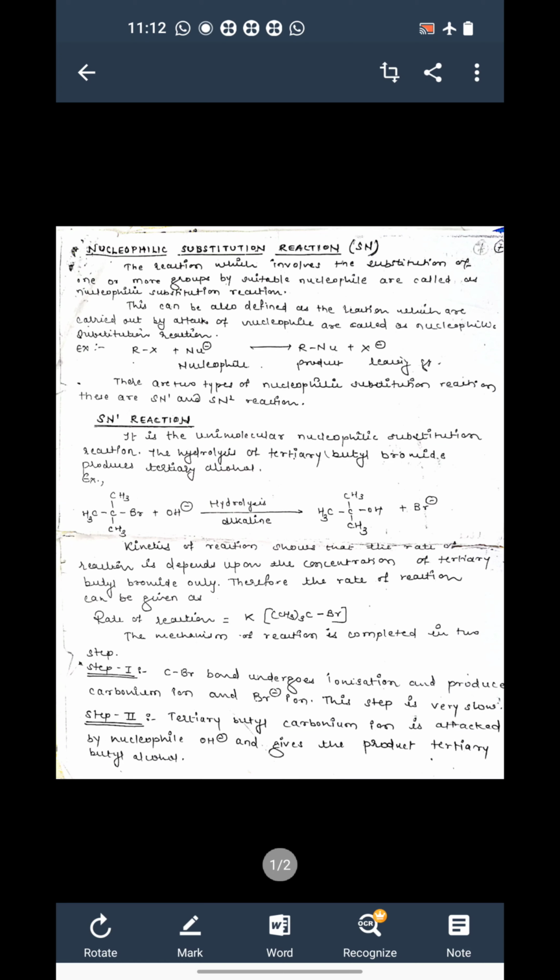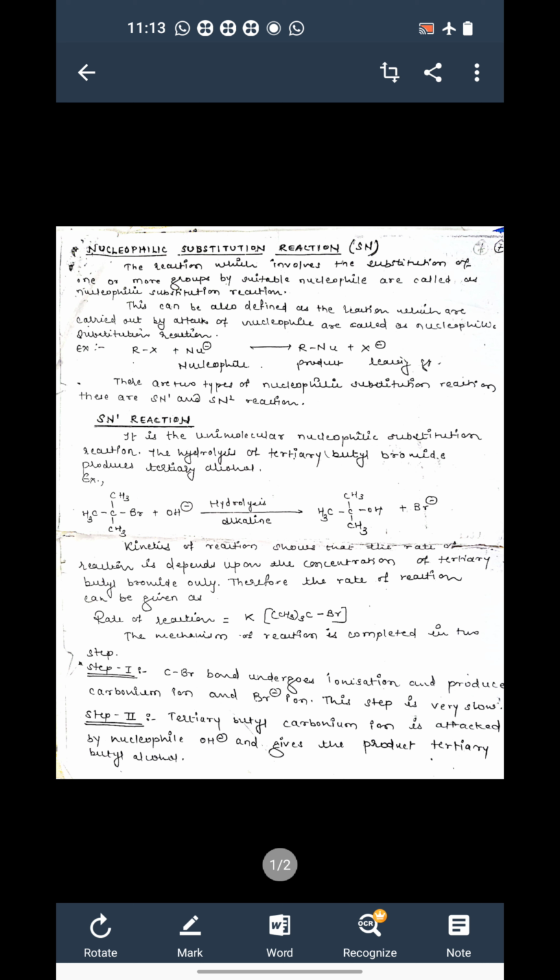Hello dear students, our next topic is nucleophilic substitution reaction, that is SN. Now the reaction which involves substitution of one or more groups by a suitable nucleophile is called nucleophilic substitution reaction. A nucleophile is a species which is itself rich in electrons, and therefore it is always attracted towards the center which is deficient of electrons.